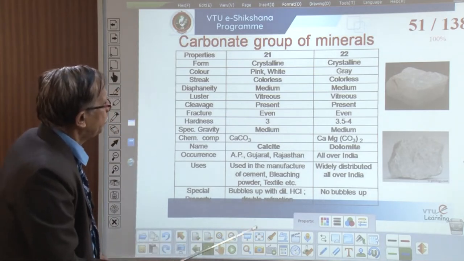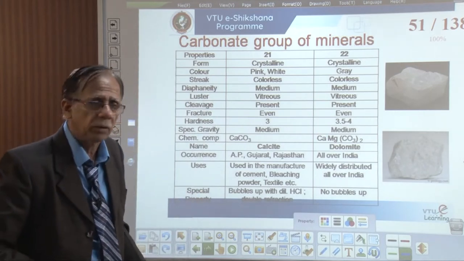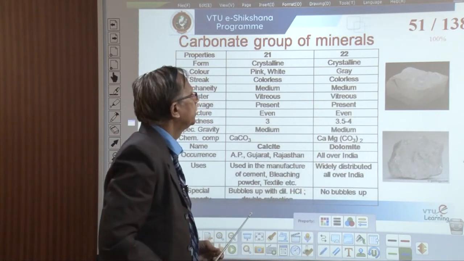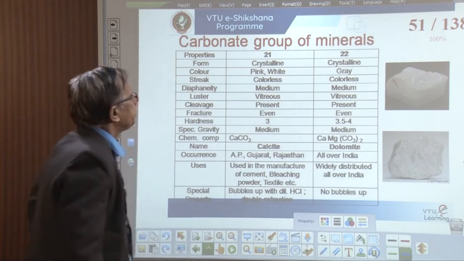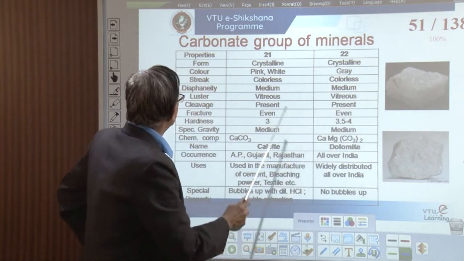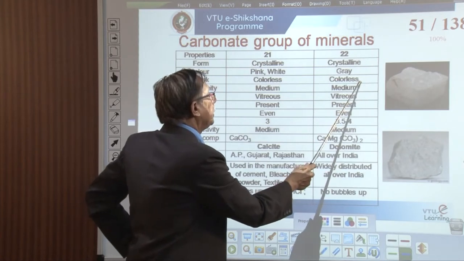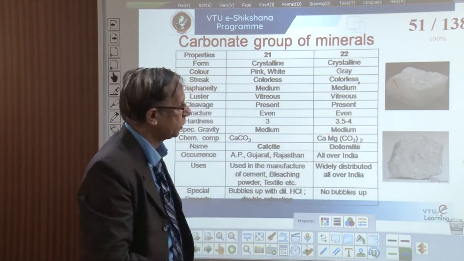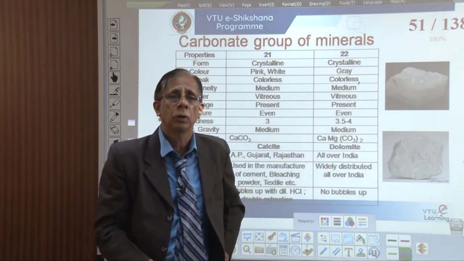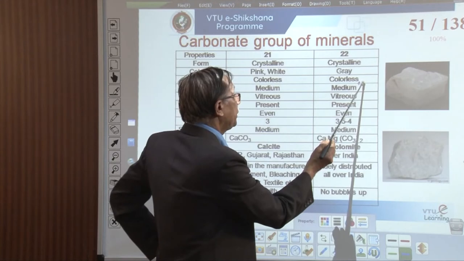Now, another important mineral belonging to this carbonate group that we widely come across is dolomite. They are also crystalline. Grey to dark grey in color. The streak is very rarely colorless, but it is white. Most often it is white only, dirty white, not perfectly cotton white. Therefore, often we say it is not white. It can be white, dirty white.